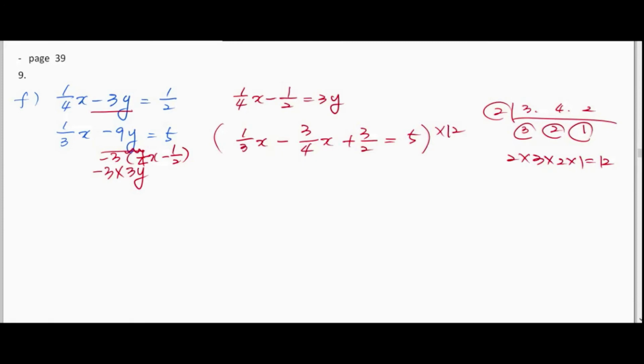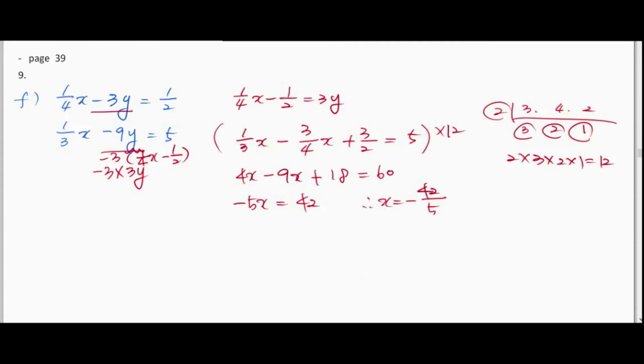So let's write again. 4x minus 9x plus, that will be 18, that equals 60. Then negative 5x equals negative 80 going over 42. And x equals 42 over 5.